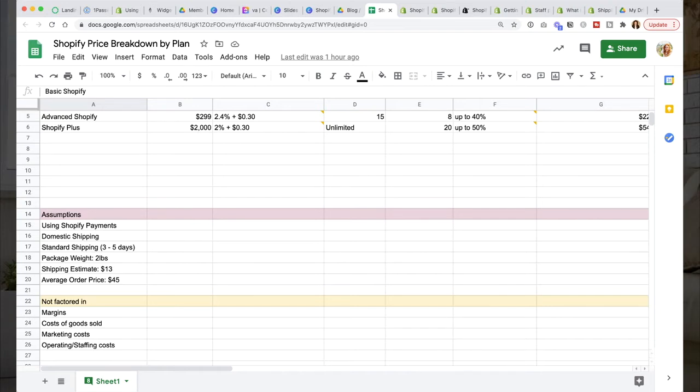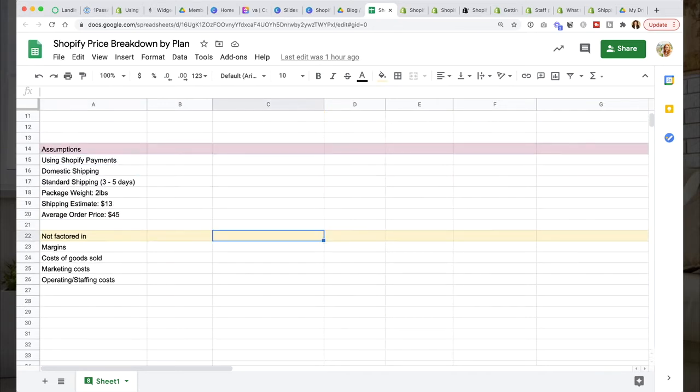We're also assuming that you're shipping domestically, and we're assuming that you're using standard shipping, 3 to 5 days. So we're not assuming any express, overnight, or very expensive shipping packages. We're assuming a package weight of around 2 pounds, and we've estimated the shipping cost around $13, and we've estimated the order price of the products at around $45. So there's a lot of assumptions we made, but we did have to come up with some numbers initially to be able to do all of the calculations above.